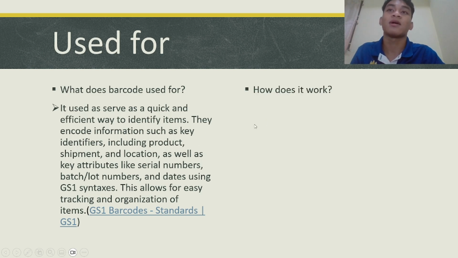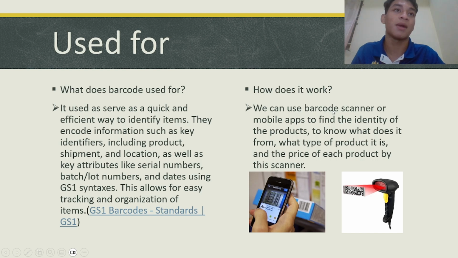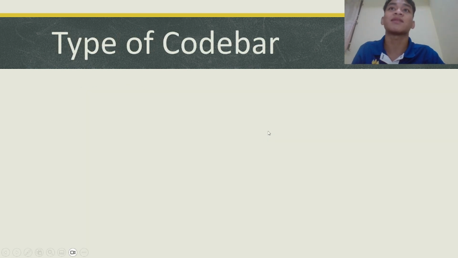And how does it work? How do we know about this item? The first thing is we can use a barcode scanner or a mobile app, called a barcode scanner. You can find it in the App Store or Play Store. It can scan the product identity just by scanning it, and in this device you can see the scanner. You can see supermarkets use it a lot to scan the items. It is quick because it saves time for the cashier, so the supermarket can check out the items quickly.